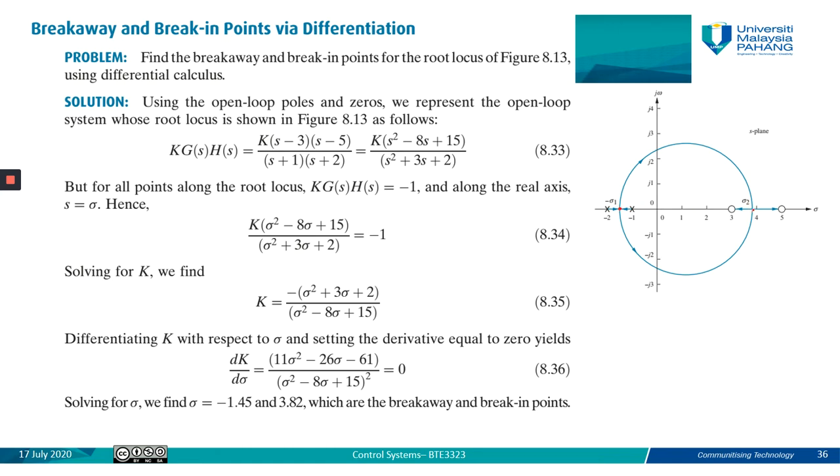And here we have the break-in point. Break-in point because it's between two zeros, which are 3 and 5. So we have two zeros, in between them we have a break-in point, and we have two poles, and in between them we have a breakaway point. Okay, so these are the two points that we want to find. This is the breakaway and break-in, and here is the breakaway.